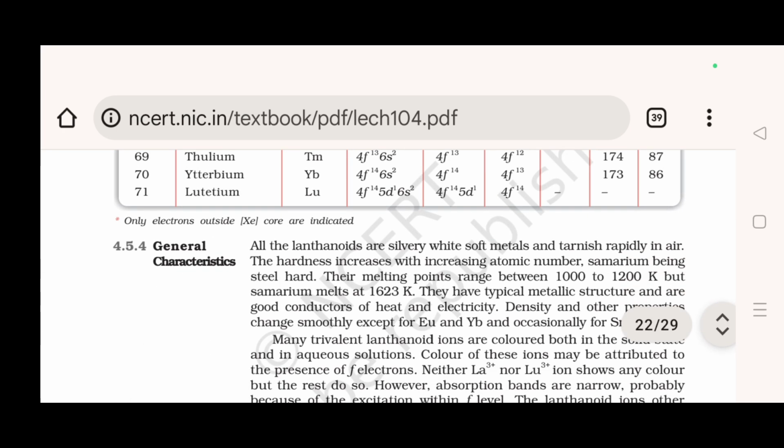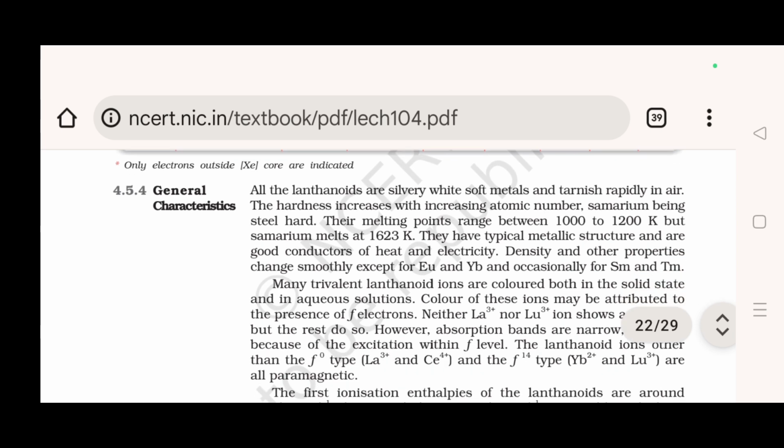Now we shall discuss the general characteristics. All the lanthanoids are silvery white soft metals and tarnish rapidly in air. The hardness increases with increasing atomic number, samarium being steel hard. Their melting points range between 1000 to 1200 Kelvin, but samarium melts at 1623 Kelvin. They have typical metallic structure and are good conductors of heat and electricity. Density and other properties change smoothly except for Eu and Yb and occasionally for Sm and Tm.